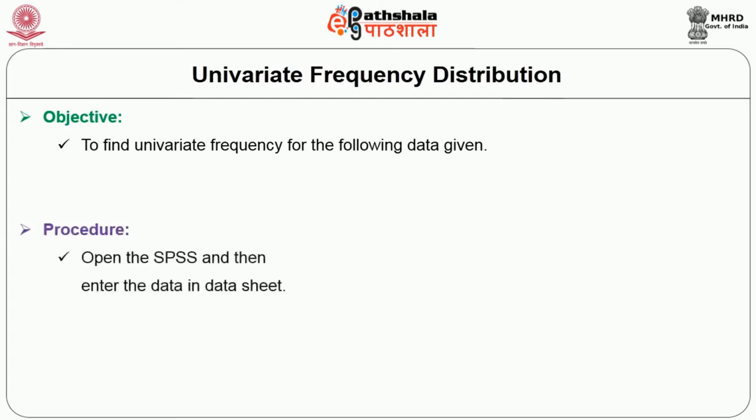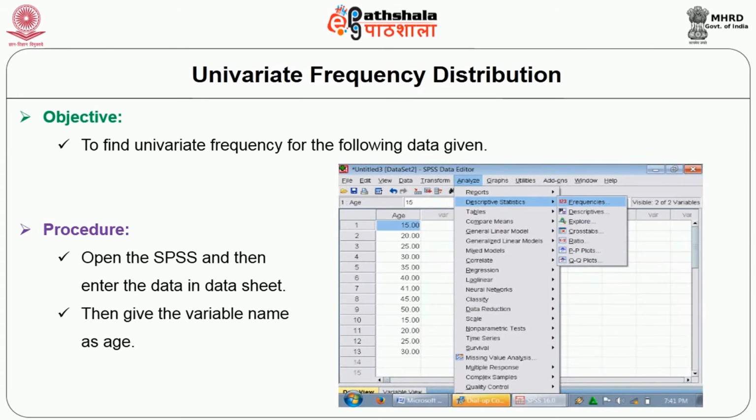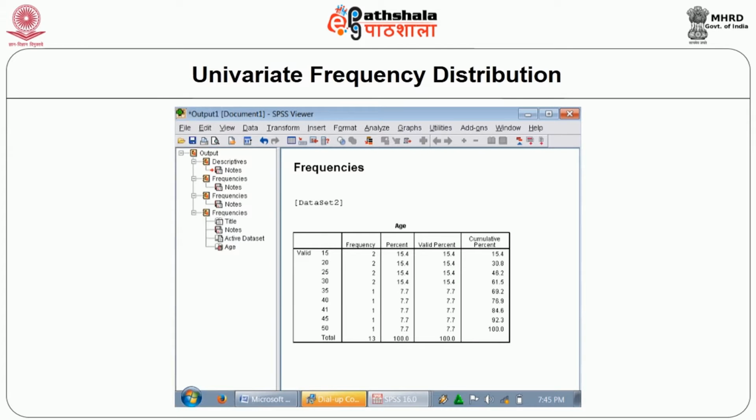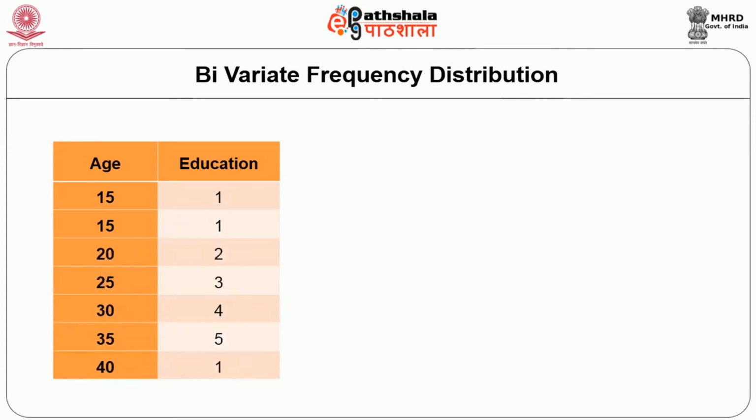Procedure. Open the SPSS datasheet and then enter the data in the datasheet. Then give the variable name as age. Go to Analyze, click Descriptive Statistics and then click Frequencies. A dialog box will appear. In the dialog box, click age and put it in the variable cell, click OK, and the output will appear as follows.